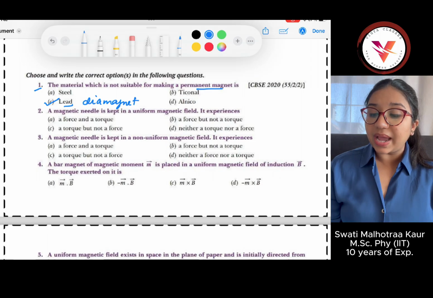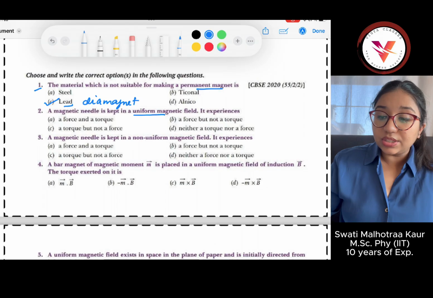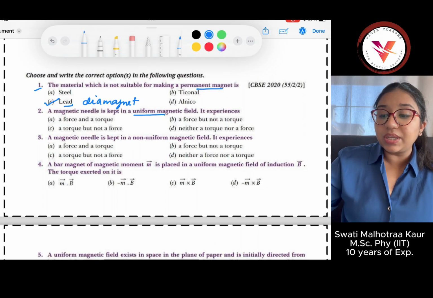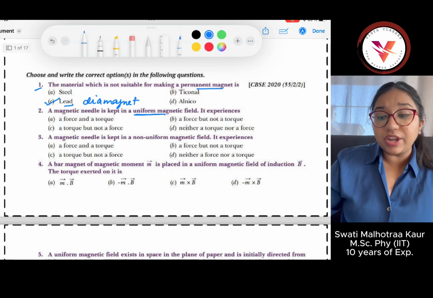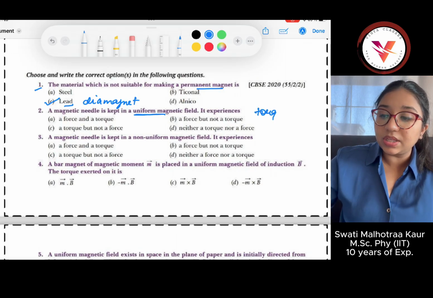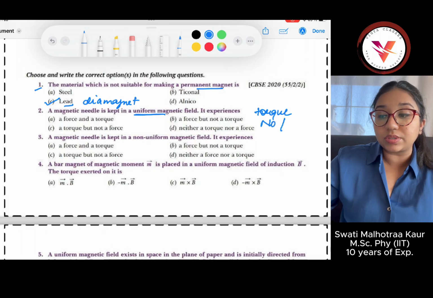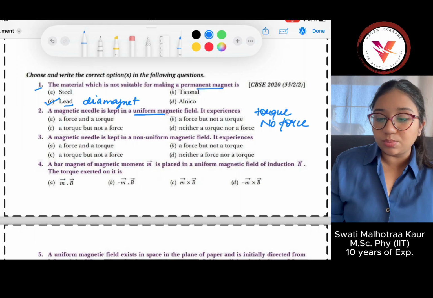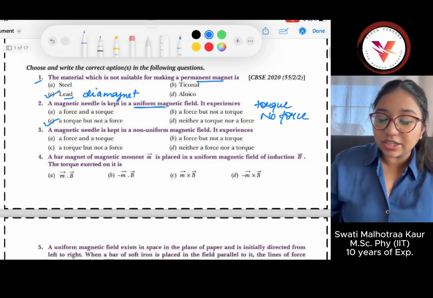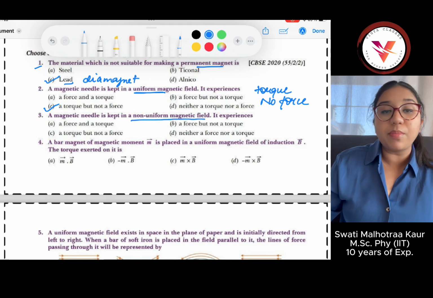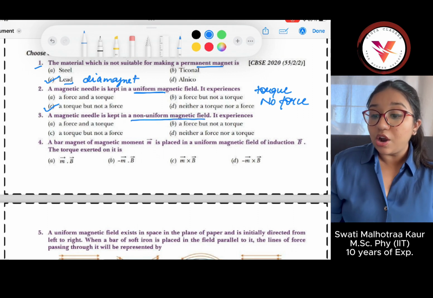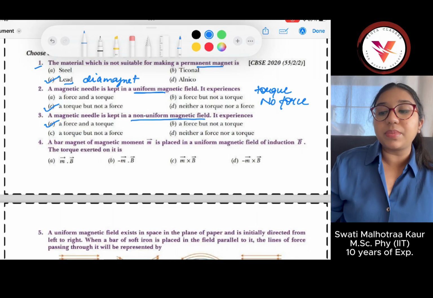Next, a magnetic needle is kept in a uniform magnetic field. Since the field is uniform, it experiences only a torque and no force. In a non-uniform magnetic field, it experiences both a force and a torque. That is option A.